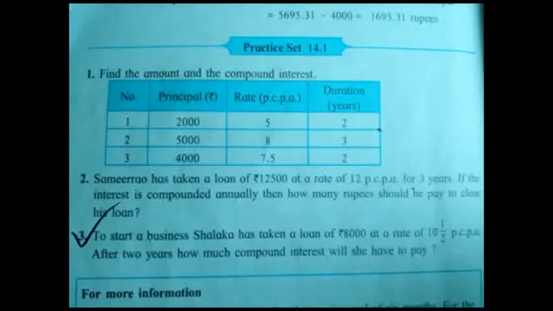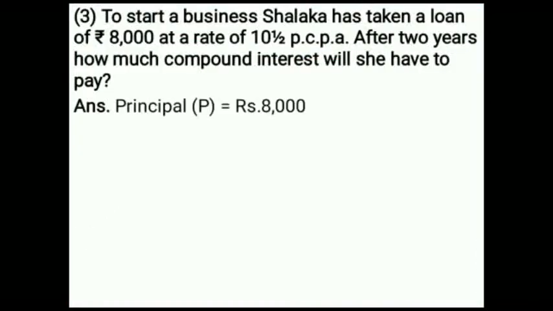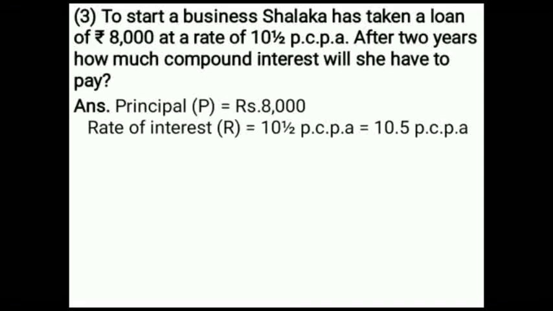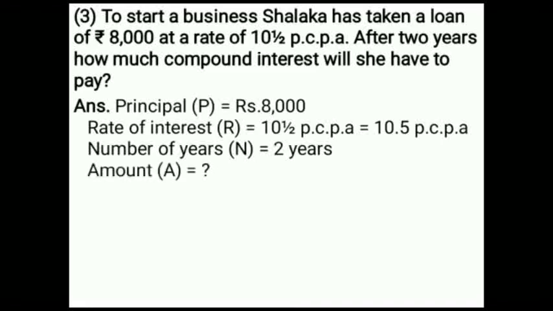To start a business, Shalaka has taken a loan of rupees 8,000 at a rate of 10.5 PCPA. After 2 years, how much compound interest will she have to pay? Before you find compound interest, you have to find amount in compound interest, and then finally you have to find compound interest. Principal P is given rupees 8,000. Rate of interest R is equal to 10.5 PCPA. Number of years N is equal to 2 years. You have to find amount in compound interest and compound interest.